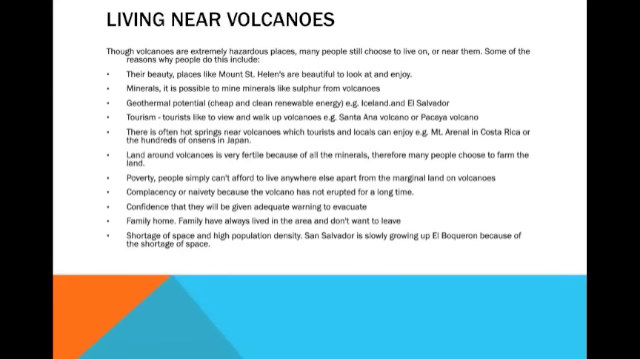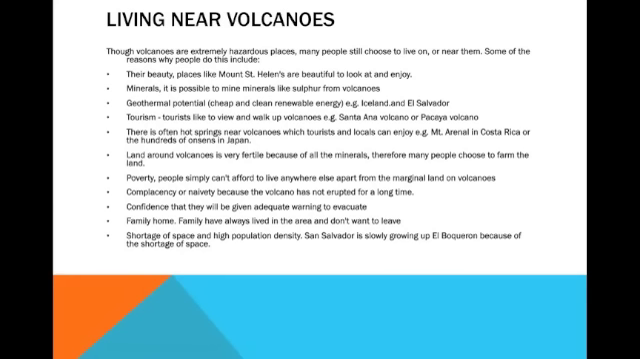Land around volcanoes is very, very fertile because of all the minerals. Therefore, many people choose to farm the land. And poverty. People simply can't afford to live anywhere else apart from the marginal land on volcanoes.